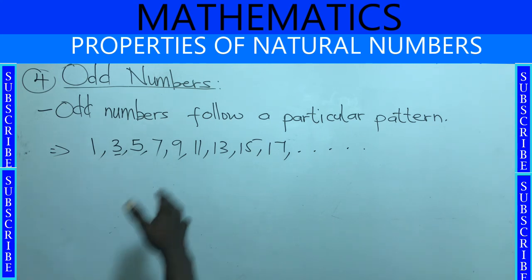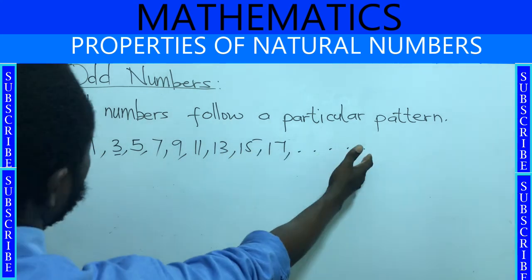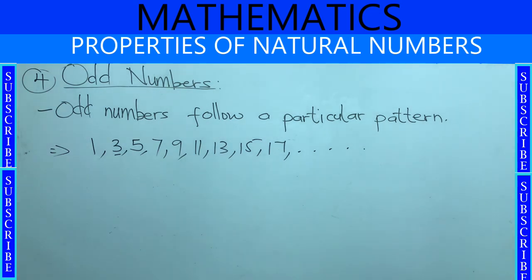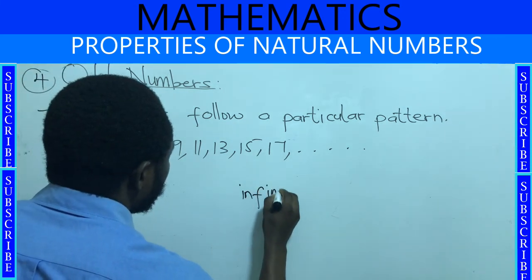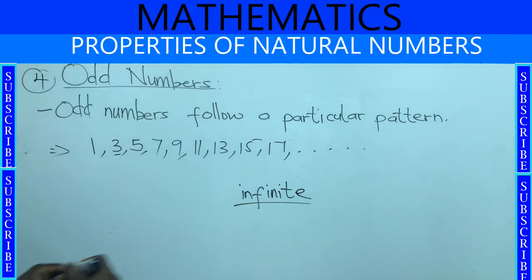So I believe I ended here, but the dots over here tell us that that is not the end of the odd numbers. They continue to infinity. They are infinite because they have no end, they have no limit. That is odd numbers for you.